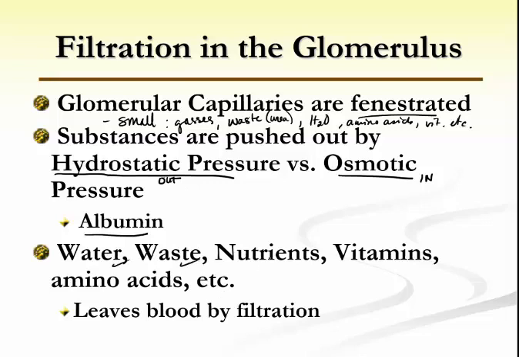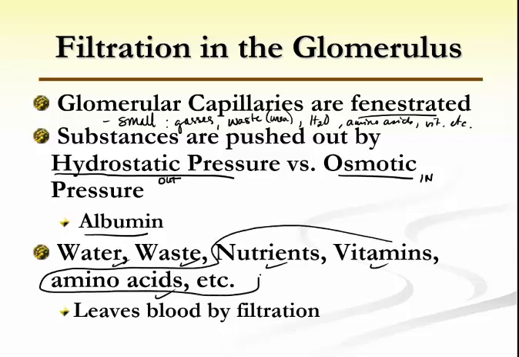So again, water, waste molecules, nutrients, vitamins, and amino acids are all going to be filtered out of the glomerulus. Now, that doesn't mean that just because they're small enough to be filtered, we want them to filter. All of these things were absorbed by the digestive system on purpose because we want them for the body. And so the kidney does have processes to reabsorb those things that made it through the filter and put them back into the bloodstream via the peritubular capillaries.